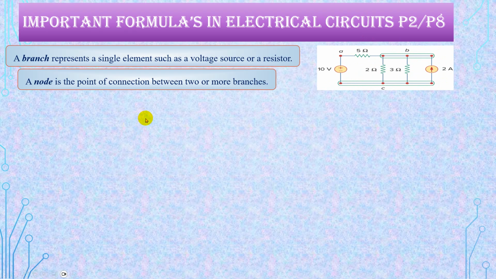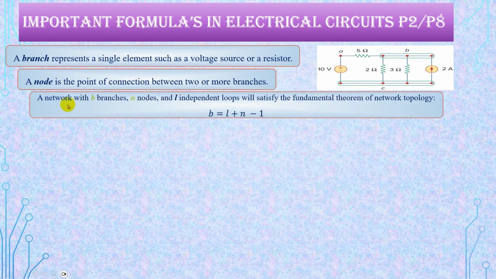So this is about the branch and node. Now what is a network? A network with B branches, N nodes and L independent loops will satisfy the fundamental theorem of network topology. Now what is a loop? A loop is nothing but when you start from one node and it will come back to the same node, without repeating. So it is called one loop.